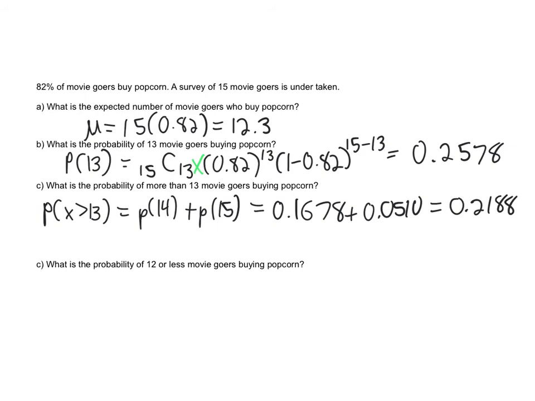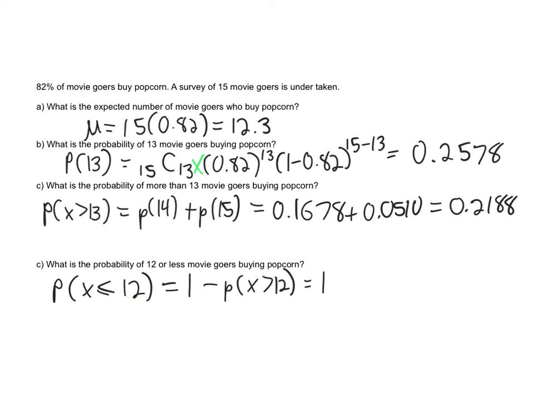Now part D, we want to know the probability of x less than or equal to 12. Now you could calculate probability of 0 plus probability of 1 all the way up to probability of 12. But that's a lot of work. It is much easier to do 1 minus the probability of x greater than 12.